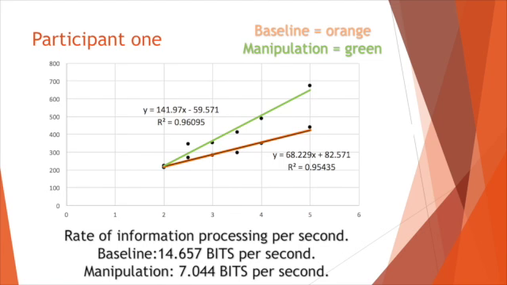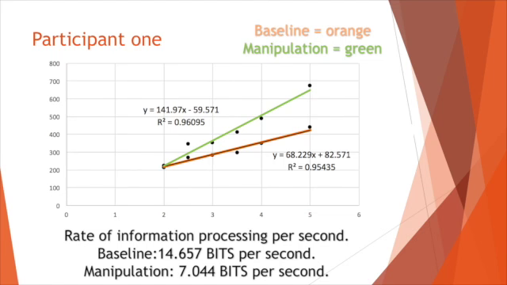For the manipulation, the slope is 141.97 and the intercept is negative 59.571. The regression equation for the manipulation, y equals 141.97x minus 59.571, and the R-squared value tells us the model explains 96.1% of the variability of response around the mean. When looking at the rate of information processing for the manipulation, 7.044 bits of information is processed in 1 second.